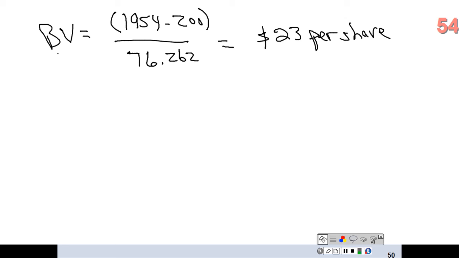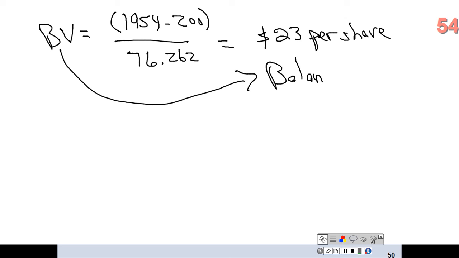Now, what this means is that on the balance sheet, this company is worth $23 per share. Common stock equity divided by the number of shares outstanding. It should sell for $23. So if something happened to this company and we sold off all of its assets, we paid off all of its debts, we should be able to get $23 per share for this company.